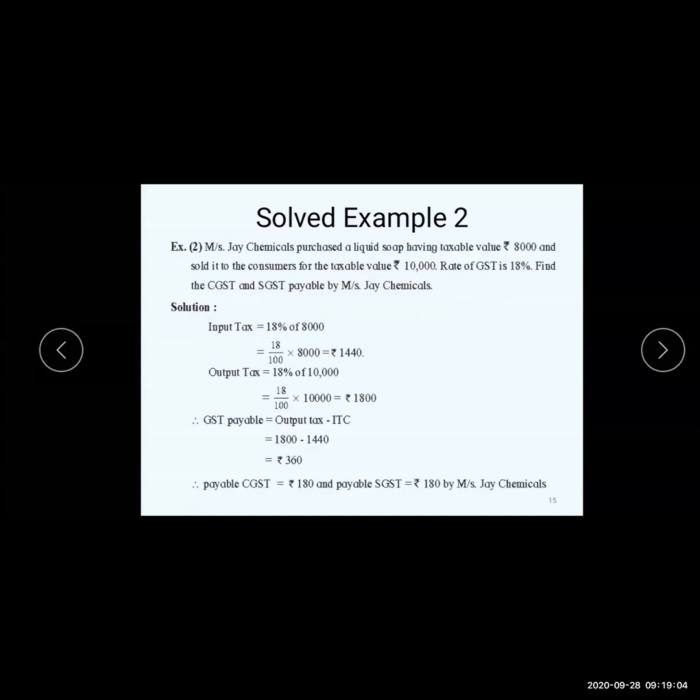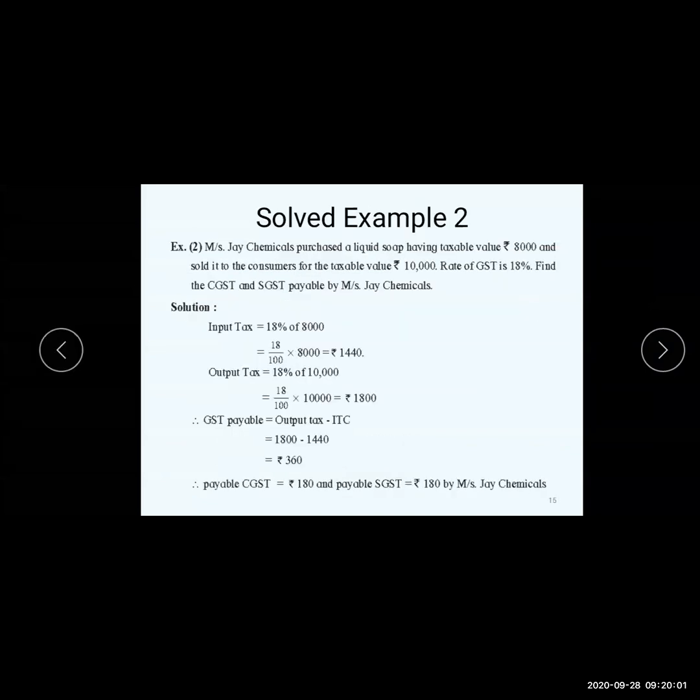Now the solution. See, the input tax is 18% of 8,000, that is 18 upon 100 into 8,000, which will be rupees 1,440. Output tax will be 18% of 10,000, that is 18 upon 100 into 10,000, rupees 1,800. Therefore, GST payable will be output tax minus input tax credit, that is 1,800 minus 1,440, that is rupees 360. So payable CGST is half of 360, that is 180, and SGST will be 180 by MSJ Chemicals.